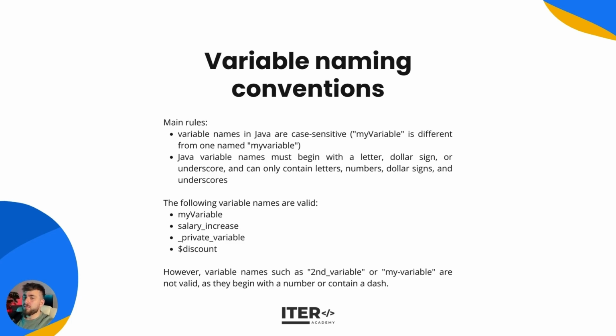For example, the following variable names are valid: myVariable with camel case, salary_increase with the underscore, __privateVariable with two underscores, and $discount with the $ sign at the beginning of the variable name. However, variable names such as 2ndVariable that begins with a number or my-variable that contains a dash in the middle are not valid as they begin with a number or contain a dash.